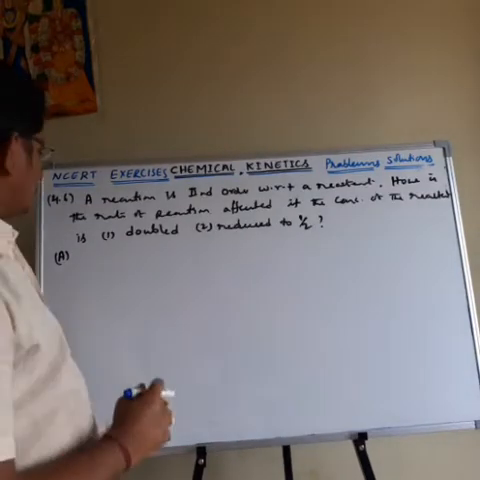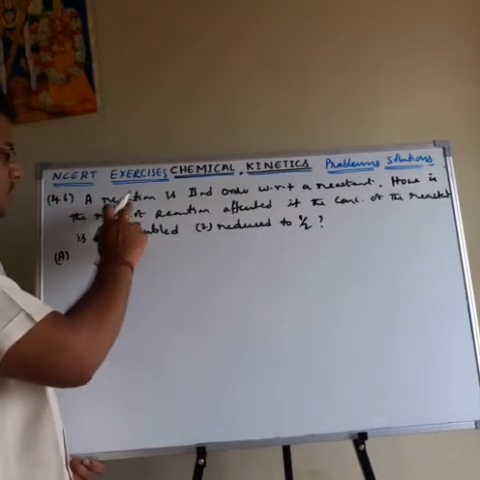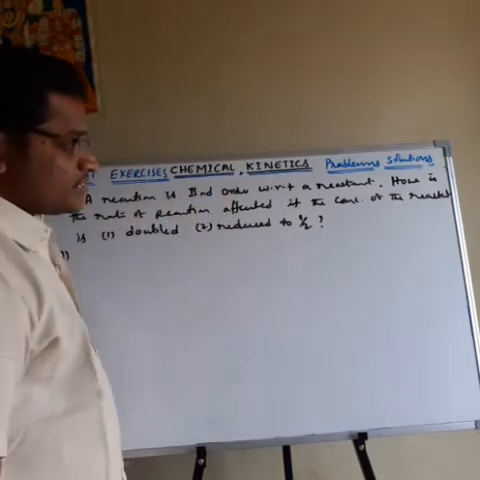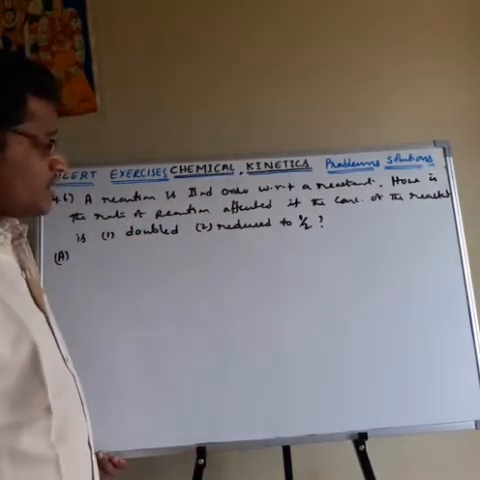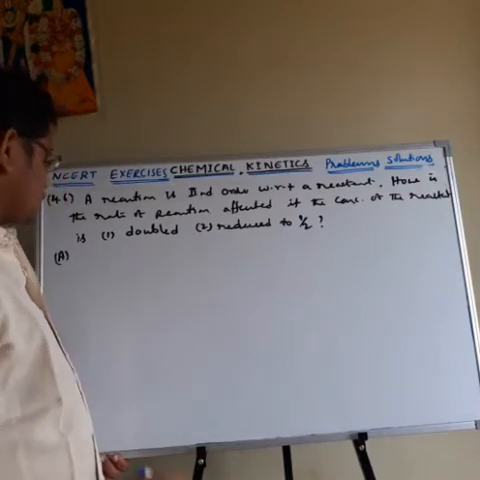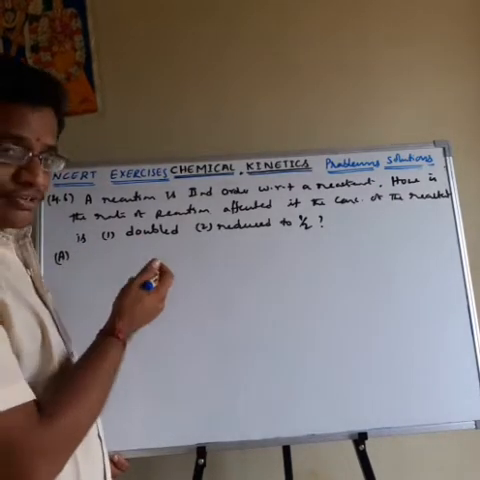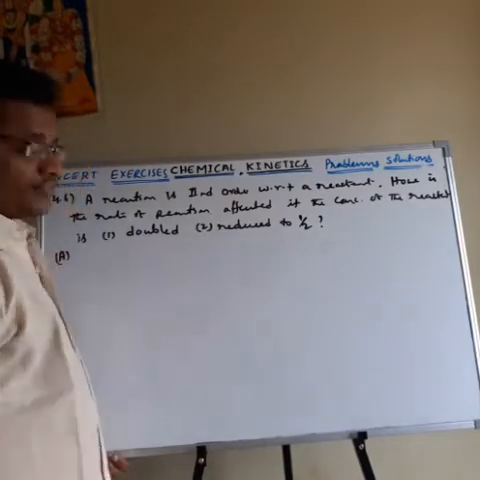Let us see question number 6, 4 points. The reaction is second order with respect to the reactant. How is the rate of reaction affected if the concentration of the reactant is, first, doubled, and second, reduced to half?